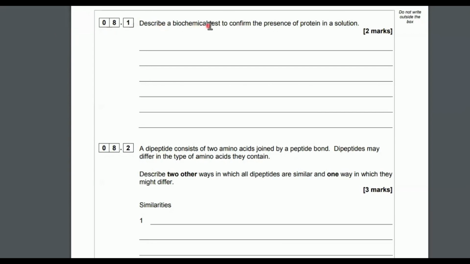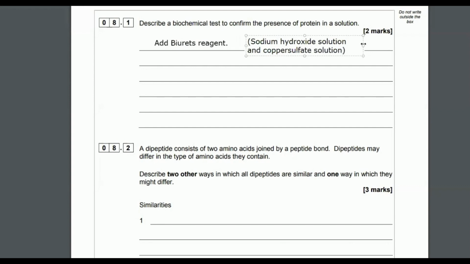All right, 8.1, describe the biochemical test to confirm the presence of protein in a solution. So what you should be looking at here for your answer is the Biuret's test. And you want to use the Biuret's reagent, which you add in a test tube to whatever sample you're testing. Now, you can alternatively say add copper sulfate and sodium hydroxide. You'll have heard of those before.